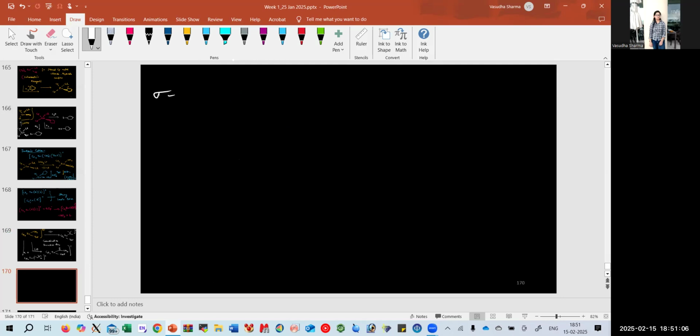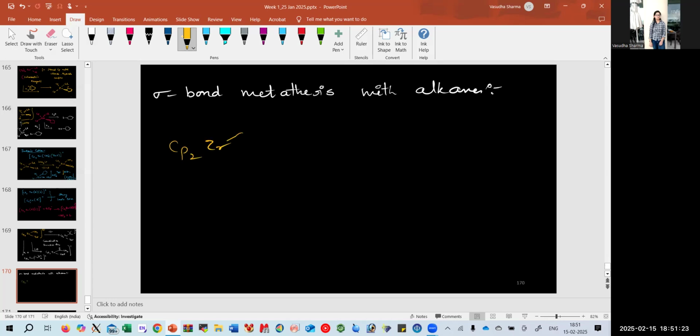It also does sigma bond metathesis with alkanes. We have Cp2Zr(CH3)L, where L can be any solvent or neutral molecule.